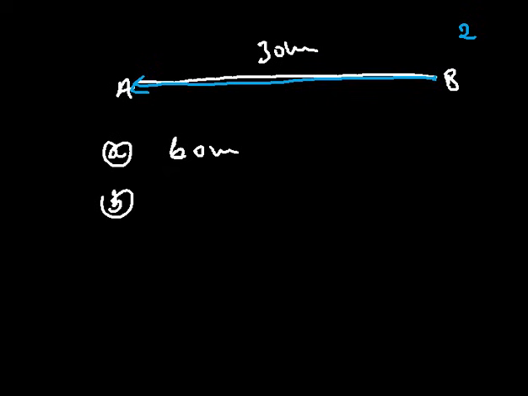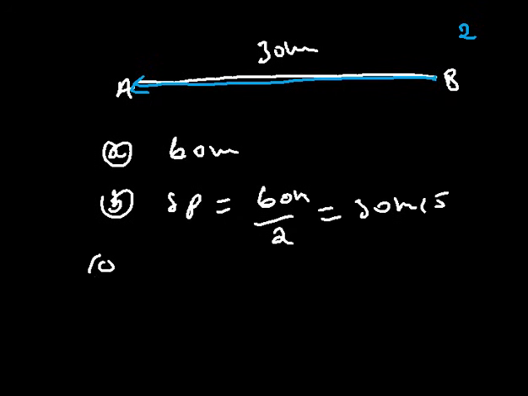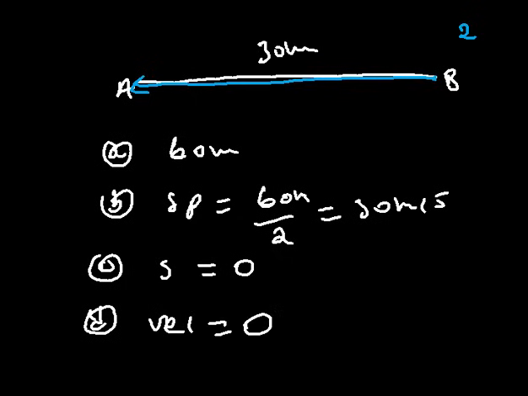And how about the average speed? Speed will be given as 60 meters divided by 2, that is 30 meters per second. And what can you say about the displacement? Displacement is equal to 0, since the final position is the same as the initial position. And how about the velocity? Velocity is also equal to 0 because the displacement is equal to 0.